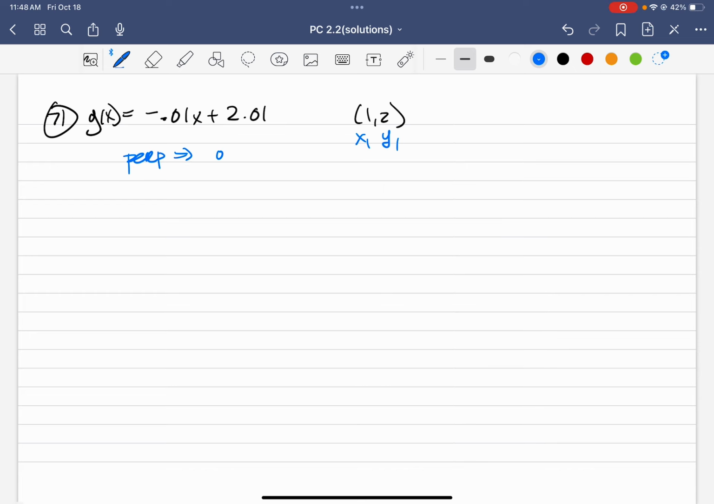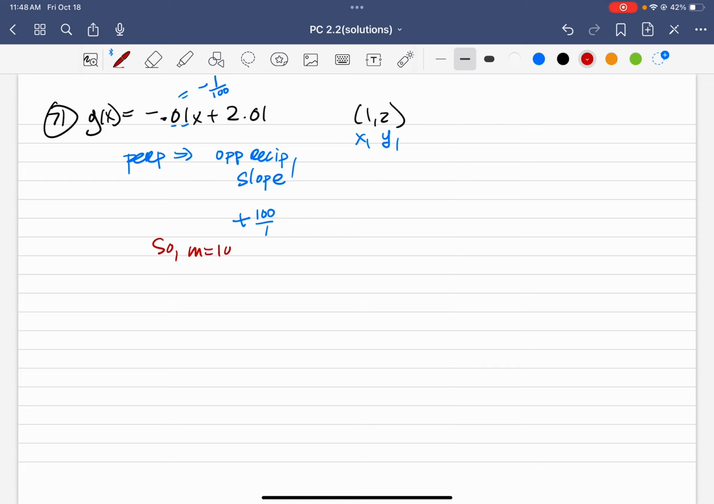Perpendicular means opposite reciprocal slope. So my slope right here is negative 1/1000. So it's negative 1/100th. So, wow. Opposite reciprocal slope. So opposite reciprocal would be a positive 100 over 1. In other words, a positive 100.